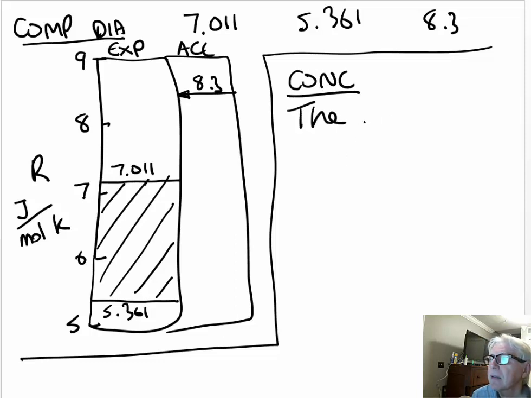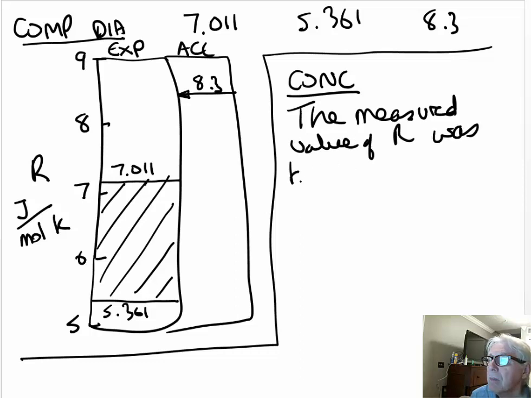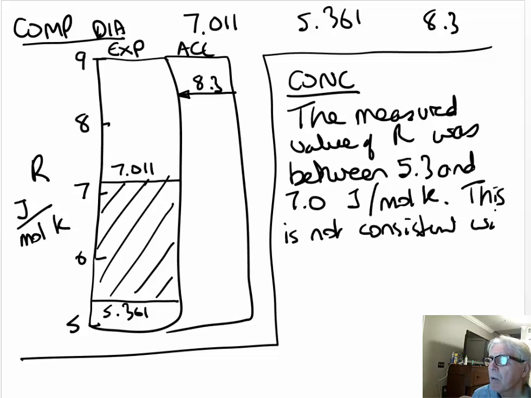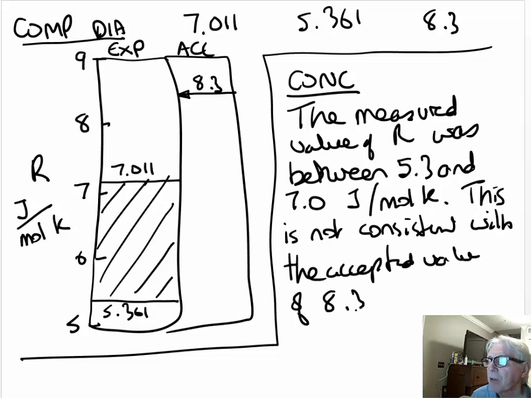is the measured value of R was between, let's say 5.3 and 7.0 joules per mole K. This is not consistent with the accepted value of 8.3 joules per mole K.